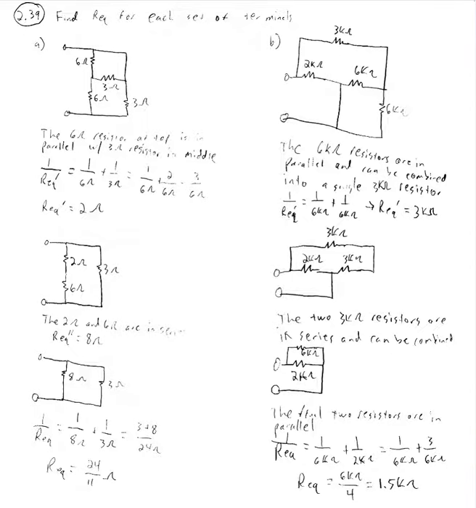In problem 2.39, we're asked to find a single equivalent resistor REQ for each set of terminals. There's a part A where you're given this circuit here, a 6 ohm resistor, 3 ohm resistor, another 6 ohm, and another 3 ohm. And then part B has this configuration here with a 2 kilo ohm, 3 kilo ohm, 6 kilo ohm, and another 6 kilo ohm down here. Let's start with part A.